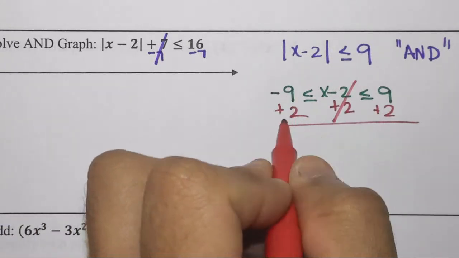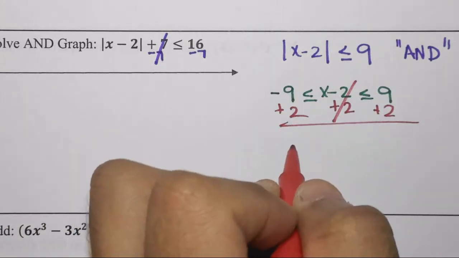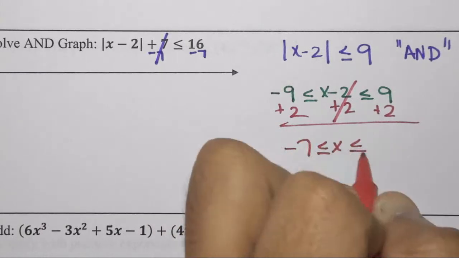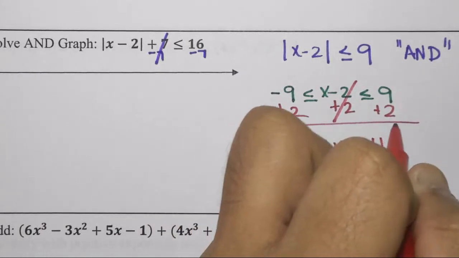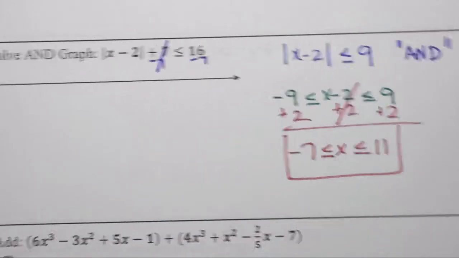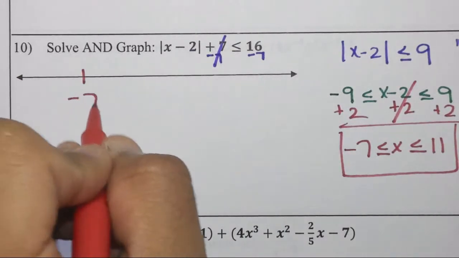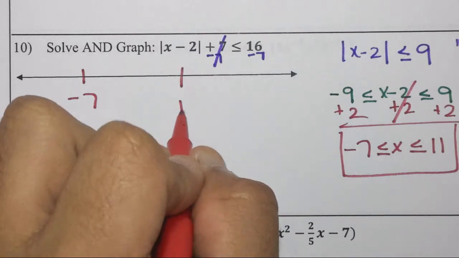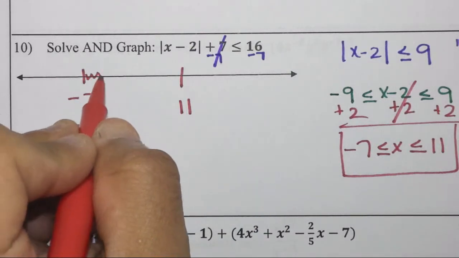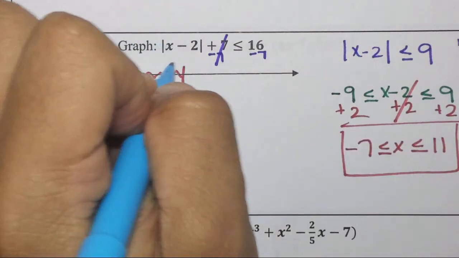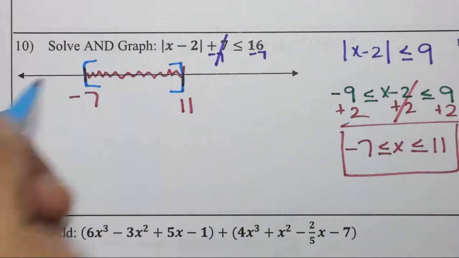So you end up getting negative 7 is less than or equal to x, which is less than or equal to 11. So negative 7, 11, shade in between, and it should look like that.